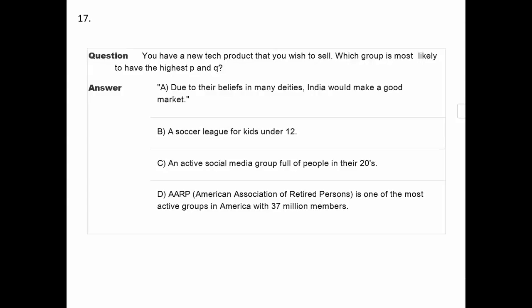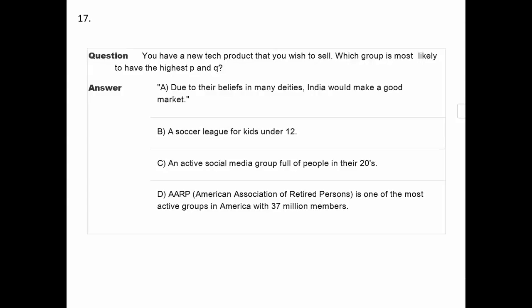Due to the release of many deities, India would make a good market. Possibly, because these people are open-minded. They like to think about a lot of different things. So maybe. So I won't eliminate it. A soccer league for kids under 12. Well, you know, how much buying power do kids under 12 have? You know, it depends on mommy and daddy. I used to dig into the sofa to get nickels and dimes so I could go buy comic books.